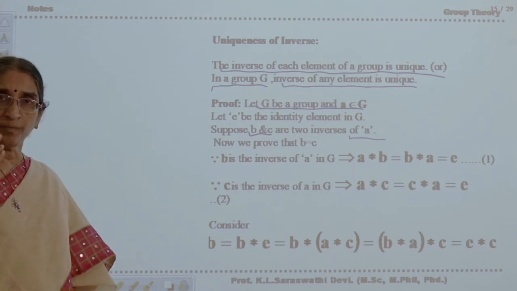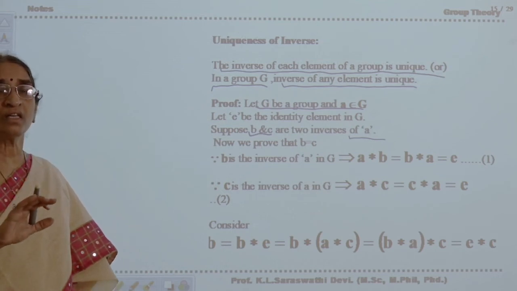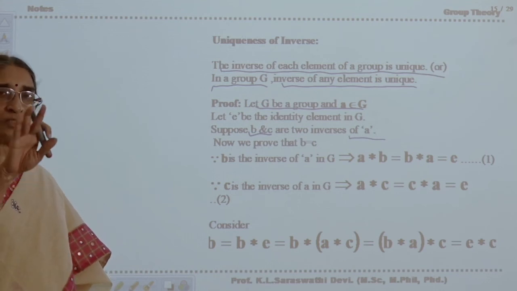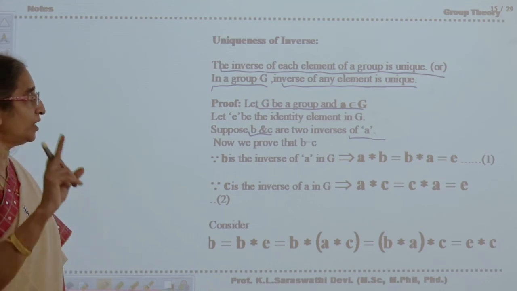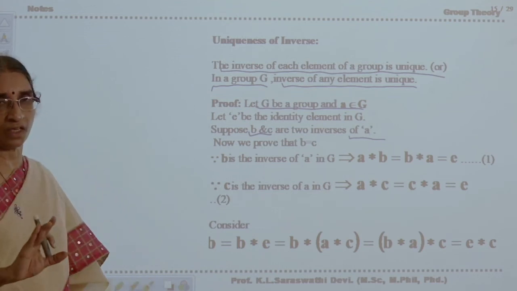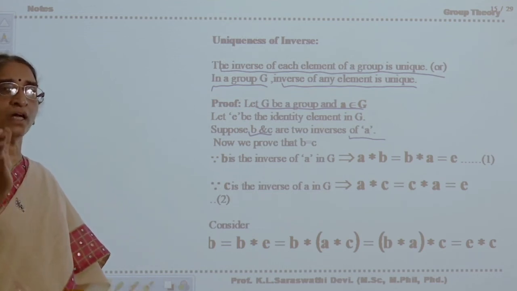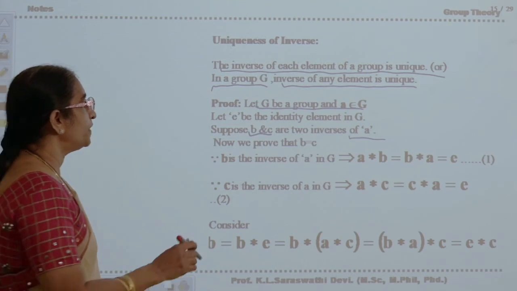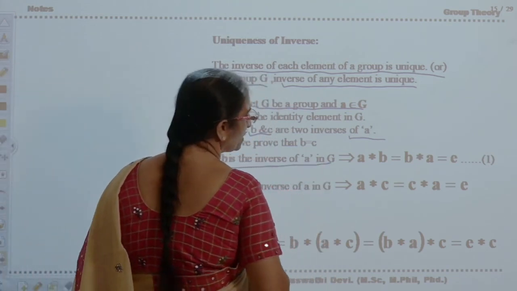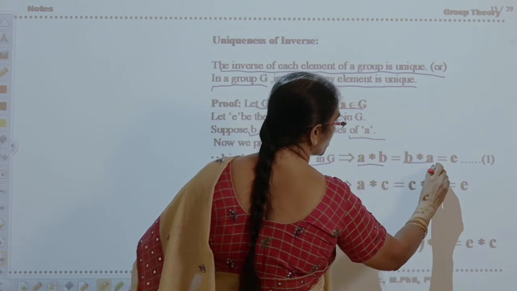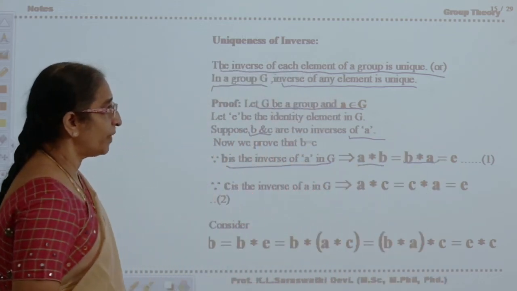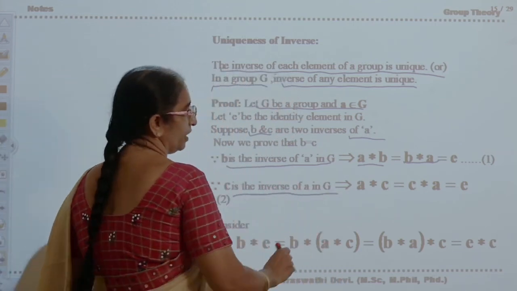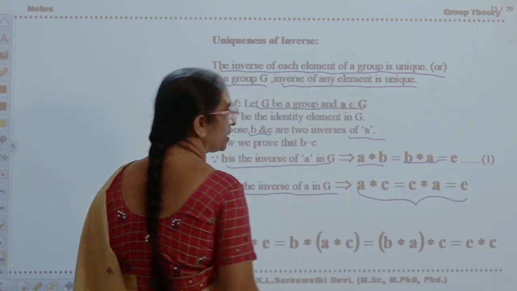Now if you show that B is equal to C, your problem is over. Why? Because B is the inverse of A, C is the inverse of A, you are assuming that. Now you want to say that there exists only one inverse for A. In order to show that, you are supposing that there exist two inverses and you will show that they are equal. B is the inverse of A in G means A star B is equal to B star A is equal to E. Is it? By definition. Similarly, C is the inverse of A in G means A star C is equal to C star A is equal to E.